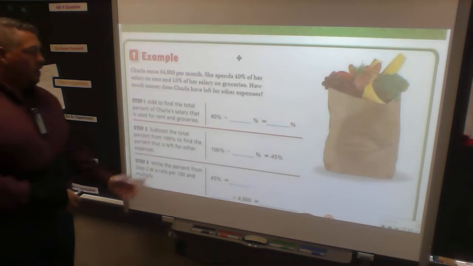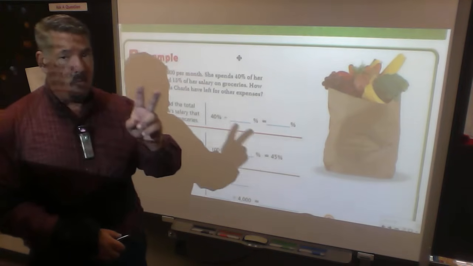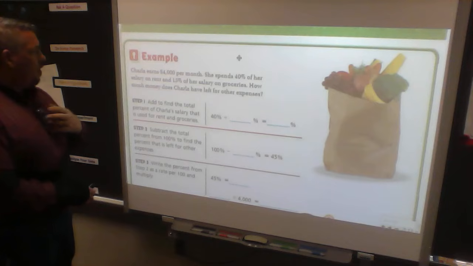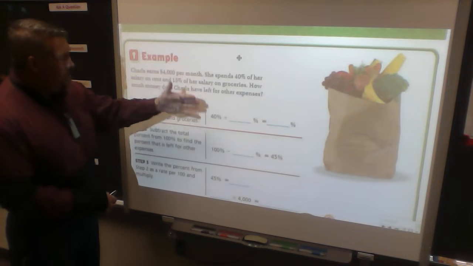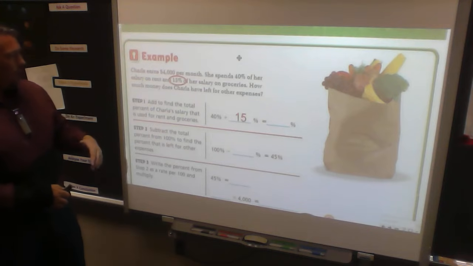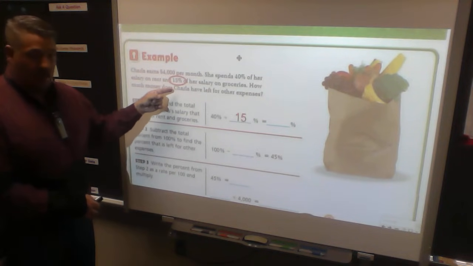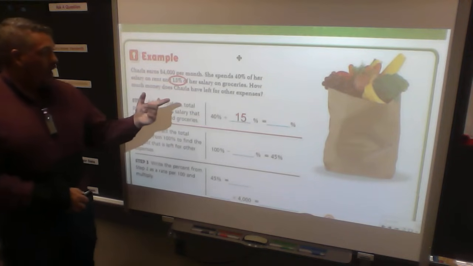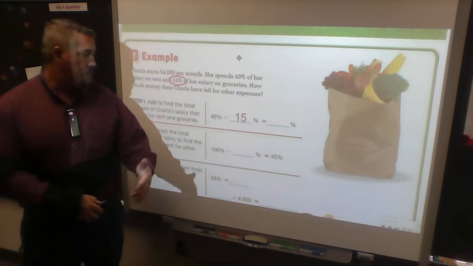All right, here's a second example. Once again, I would show both ways just so you know how to do it. So Charlotte earns $4,000 per month. She spends 40% of her salary on rent and 15% of her salary on groceries. How much money does Charlotte have left for other expenses?